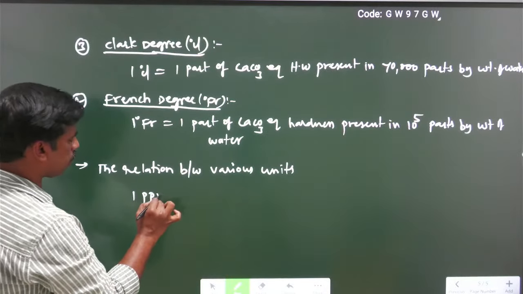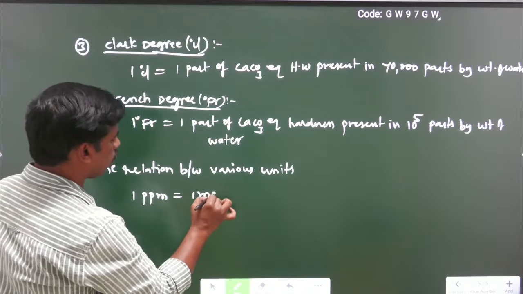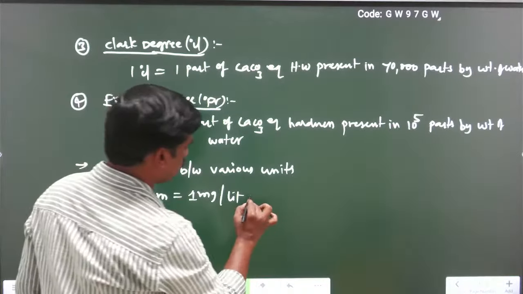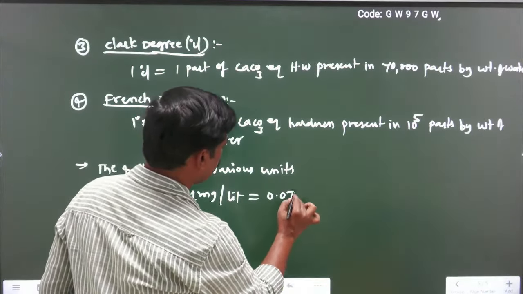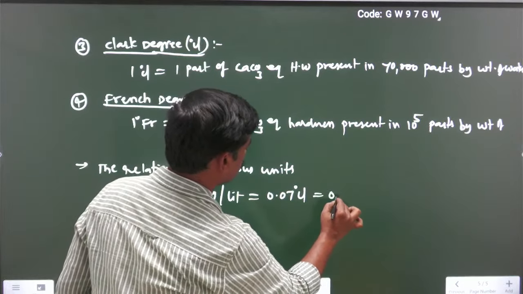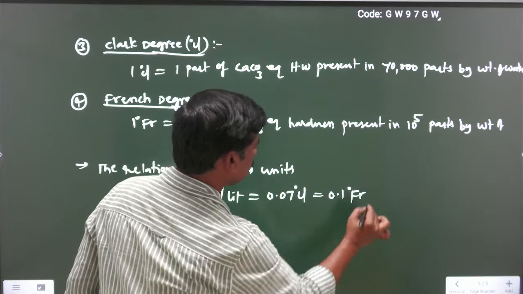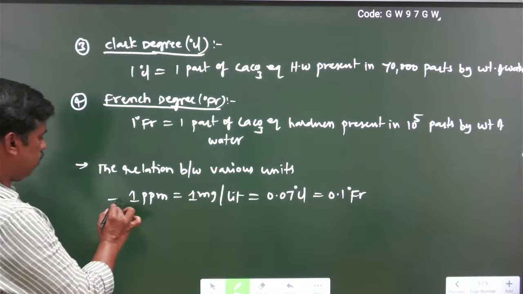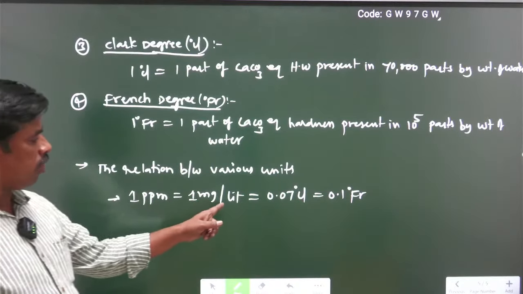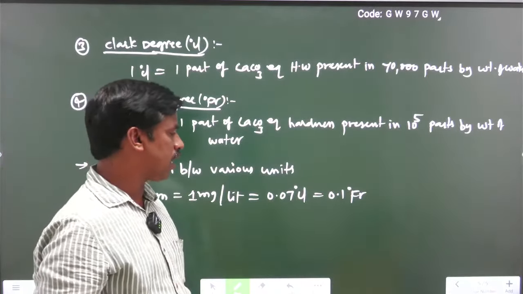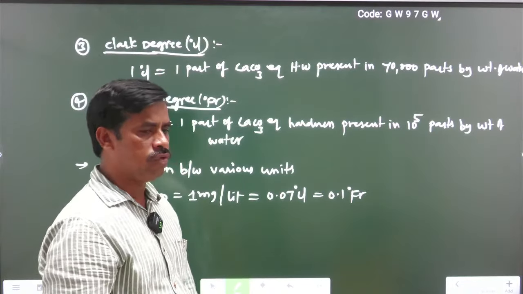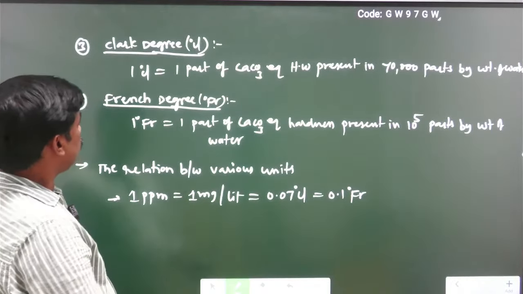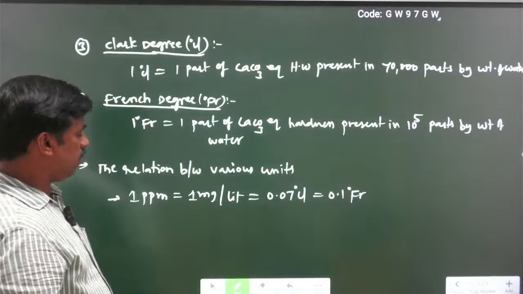1 ppm is equal to 1 milligram per liter is equal to 0.07 degree Clark is equal to 0.1 degree French. This is the basic relation between these 4 units.